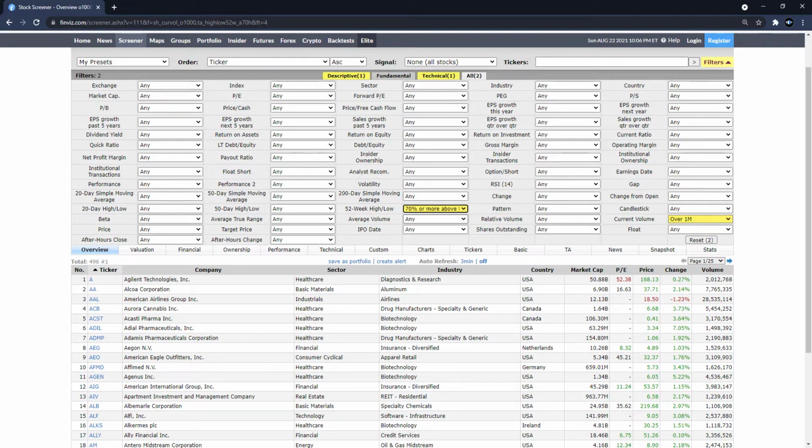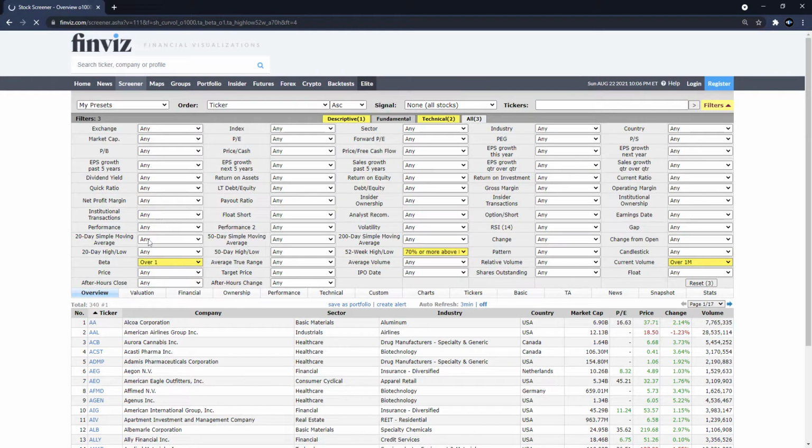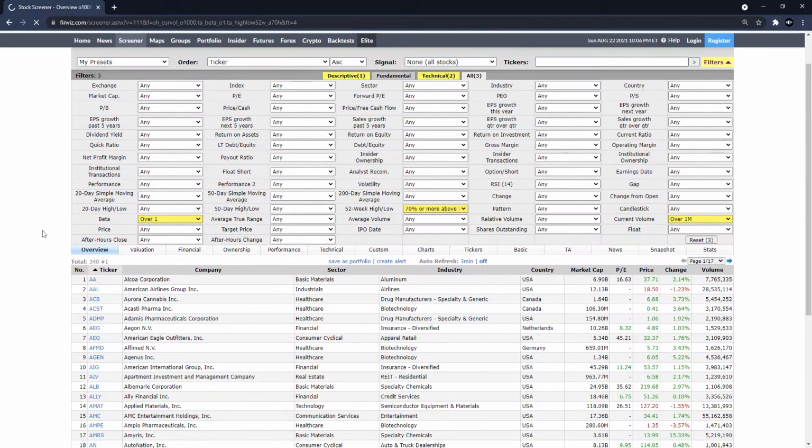Then, when I'm looking at the charts, what I want to look at is beta right here. I want beta to be over 1. Beta is quite complicated, so you can go check out a video on it, but you want it to be over 1.